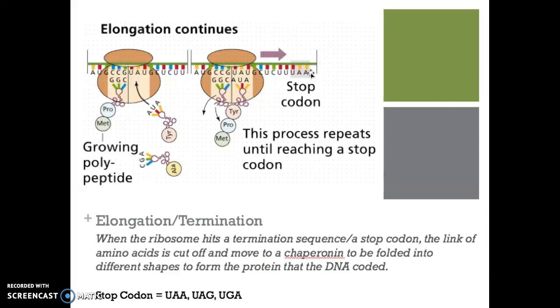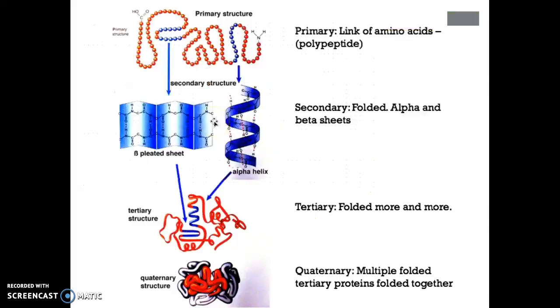So when it hits that termination sequence and it is cut off, it's going to move to a special protein called a chaperonin in order to be folded into different shapes. That's eventually going to form a protein, and ultimately that came from the DNA code. Now we're far away in the process from being involved with DNA, but ultimately it started with DNA. Three stop codons can stop the process: UAA, UAG, or UGA. When those are read, we know that we're ready to fall off, and we have a polypeptide chain.